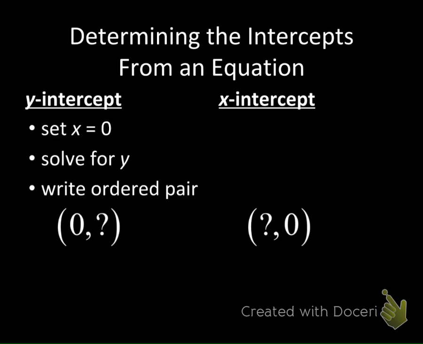Before we do that though, at the very bottom of your note sheet, where it says determine the intercepts. So for the y-intercept, and we kind of already talked about this on the first page here, the first bullet you want to put is set x equals 0. So when we set x equals 0, we're actually solving for y. We need to find out what that y value is going to be. Then the last step is to write an ordered pair. So x is equal to 0, and then the y is what we're going to solve for.